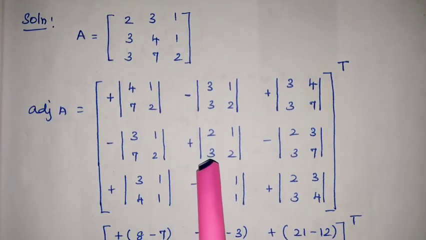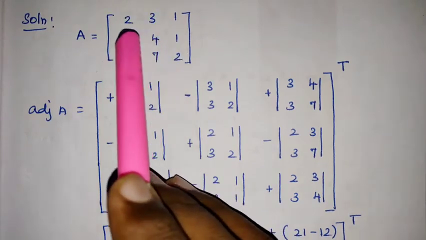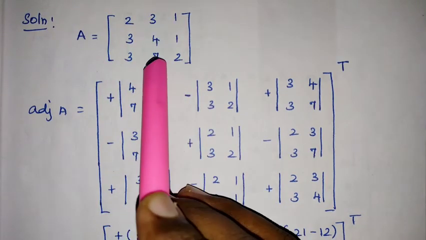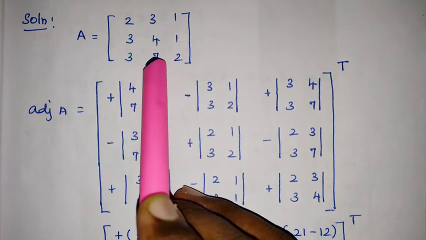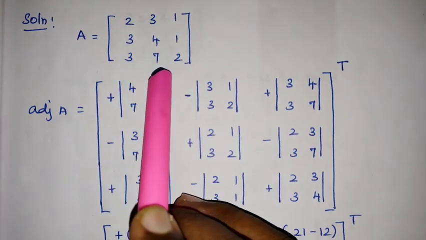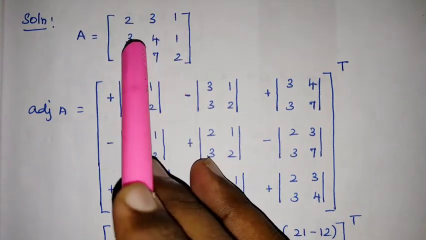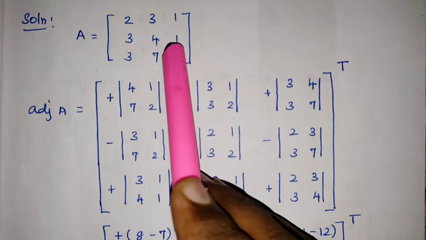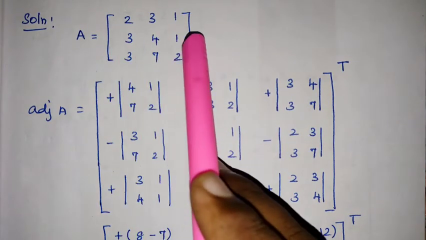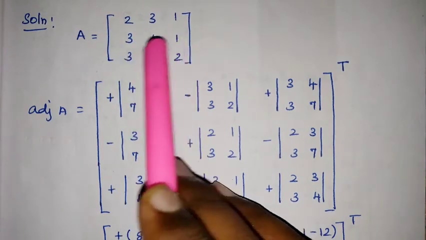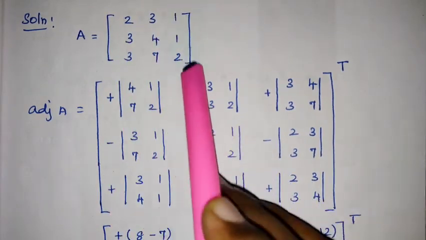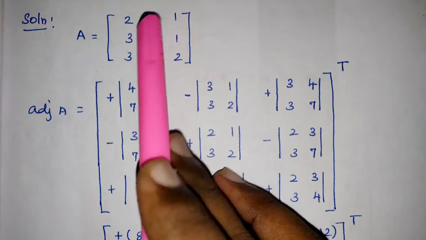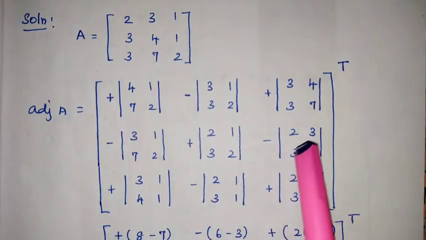Now, middle element, so 4. Leaving this row and this column, because that is the intersection, we have elements 2, 1, 3, 2. Now coming to this element, that is second row, third element. So 1, leaving this row and this column, you have elements 2, 3, 3, 7.